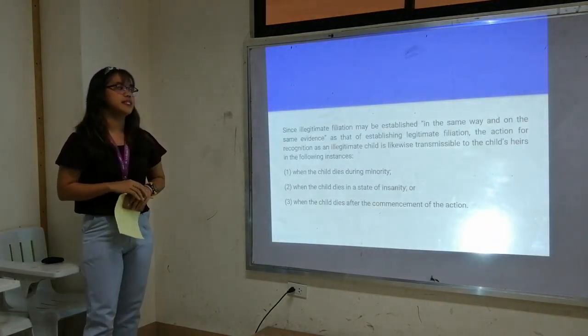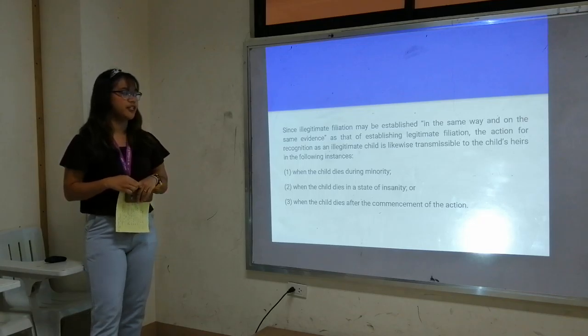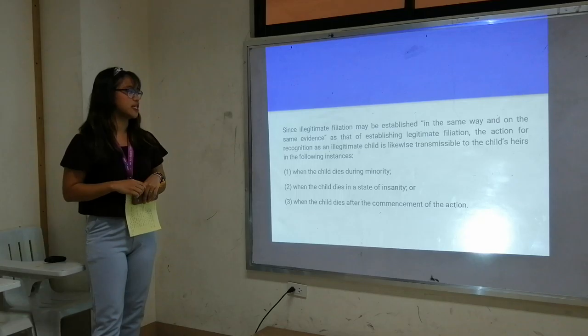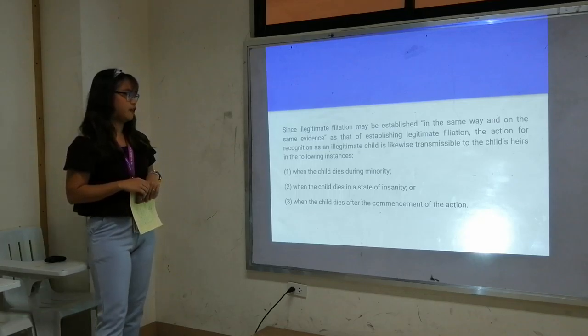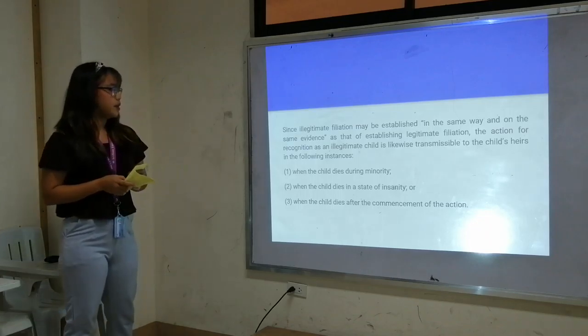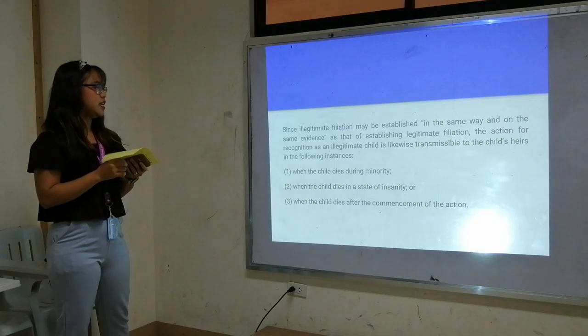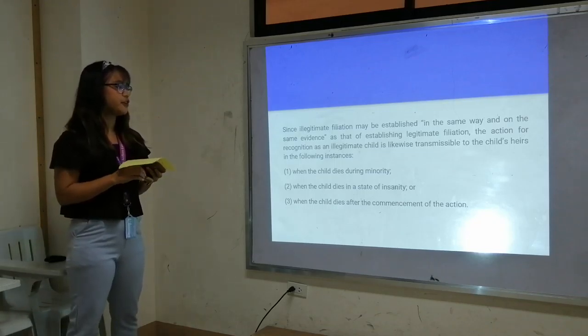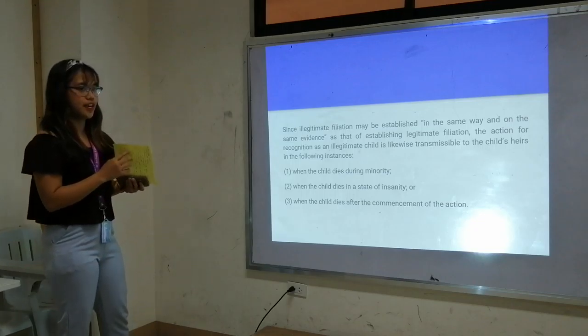Since illegitimate filiation may be established in the same way and on the same evidence as that of legitimate filiation, the action for recognition as an illegitimate child is likewise transmissible to the child's heirs in the following instances: when the child dies during minority, when the child dies in a state of insanity, and when the child dies after the commencement of the action.